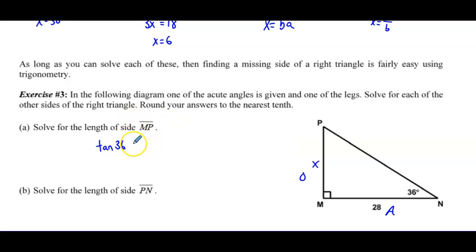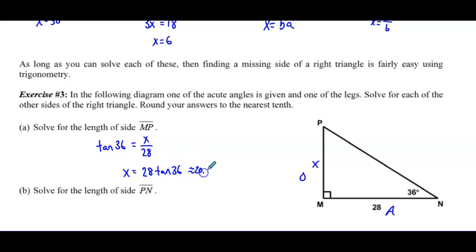to leave it unknown. And so OA for TOA means put the opposite on top, that's X. Put the adjacent on the bottom, that's 28. And now I can solve this the same way I was solving the ones on the previous exercise. Just multiply both sides by 28. And so the exact answer for this is x equals 28 times tangent 36. And if I wanted to put that into a calculator, the calculator is going to tell me it's approximately 20.3.